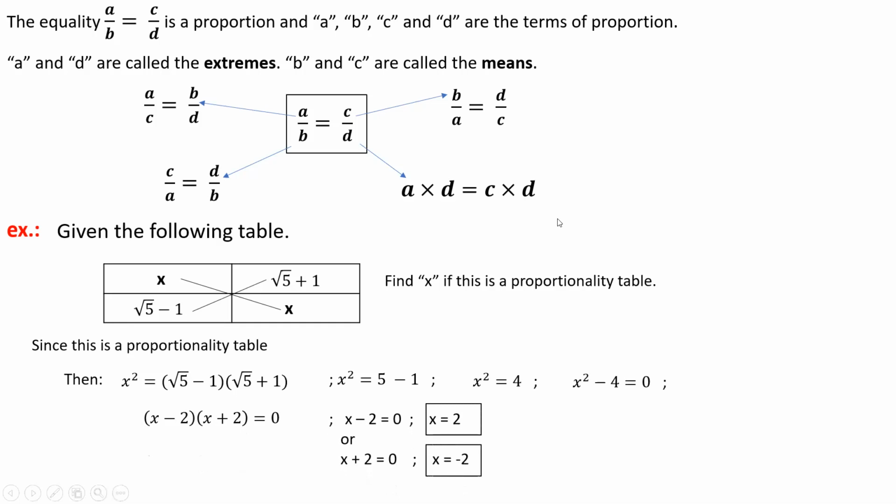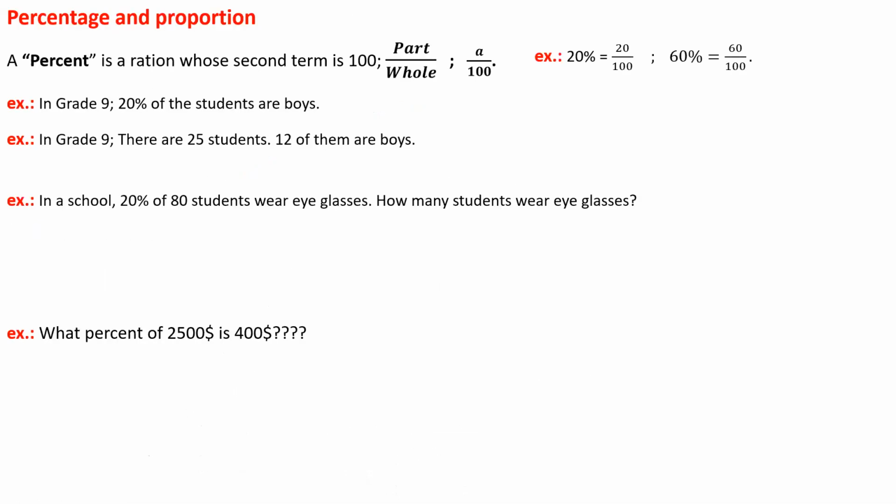Now we move on. Now percentage and the proportion. A percent is a ratio whose second term is 100. So a percent is a ratio, it is a fraction. In the second term, we have 100. It is A over 100. For example, 20% is 20 over 100. 60% is 60 over 100.